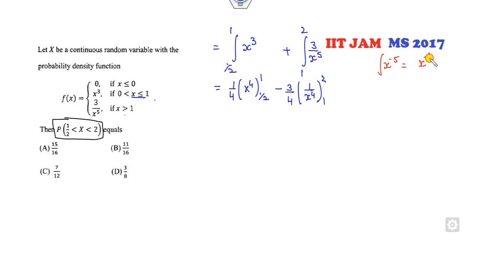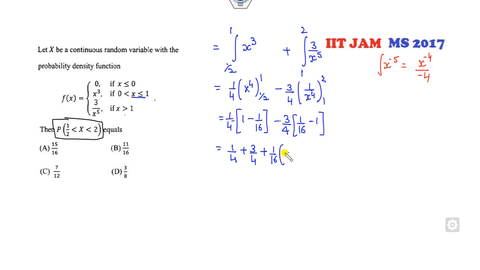Fine, because you all know what is the integration of this. It is x raised to power minus 4 over minus 4. Now I can substitute this value. It is 1 over 4 times (1 minus 16), minus 3 over 4 times (1 over 16 minus 1). So it's 1 over 4, and minus minus gives plus 3 over 4. I can make 1 over 16 common. So it is minus 1 over 4 and it is minus 3 over 4. So what is the right answer of this? It's 1, it is my minus 1. So 15 over 16 is my right answer of the problem.